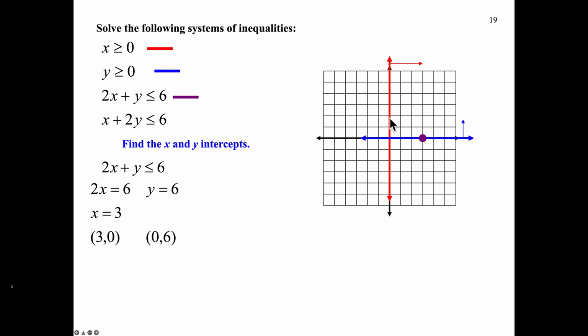0, 6: 1, 2, 3, 4, 5, 6. Plot that point, draw the line, test the origin. 0 plus 0 is 0. 0 is less than 6, that's true. We're shading towards the origin. So what we just did is we now took all of quadrant 1 and limited it to this right triangle right here.